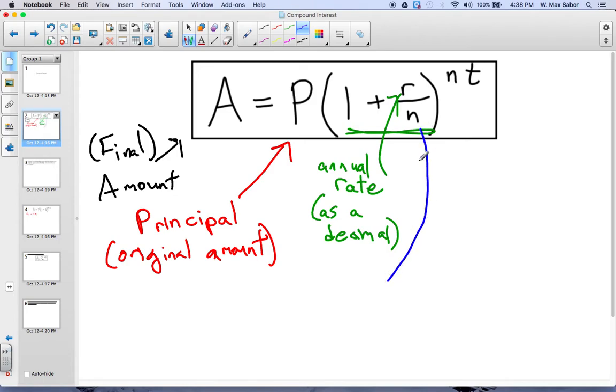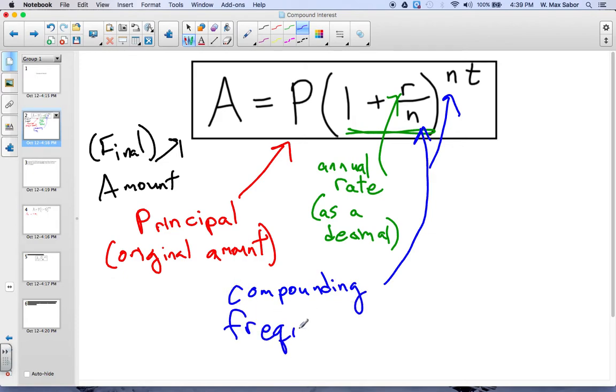N is about how often we compound it, the compounding frequency. So if we're compounding just once every year, then n is going to be 1, and we'll just have 1 plus r to the t. But if we're doing this twice a year, semi-annually, that would be n is 2. If it's happening every quarter, then n is 4, or we could have n is 12, or it could be more often than that.